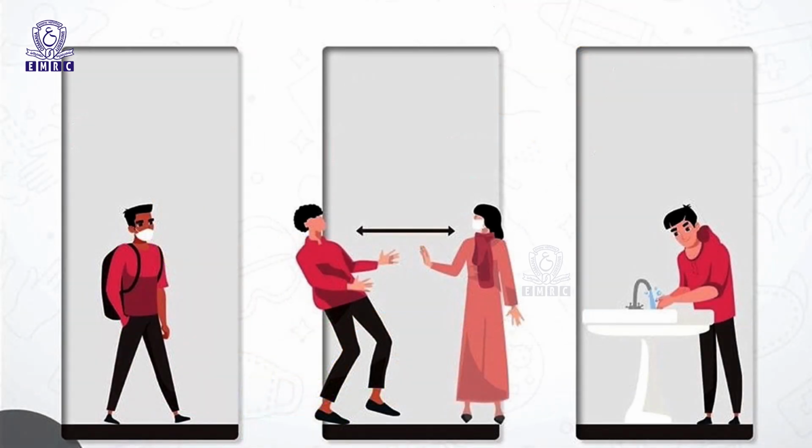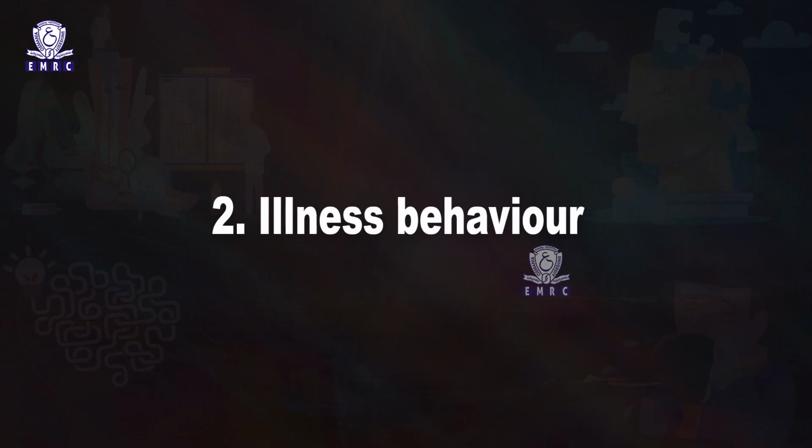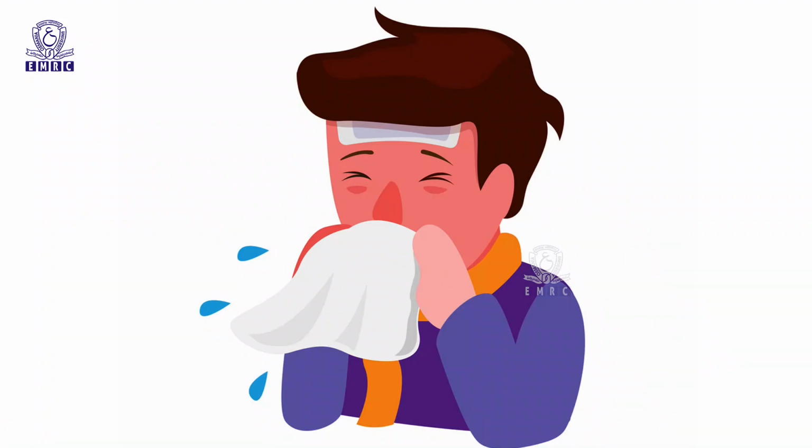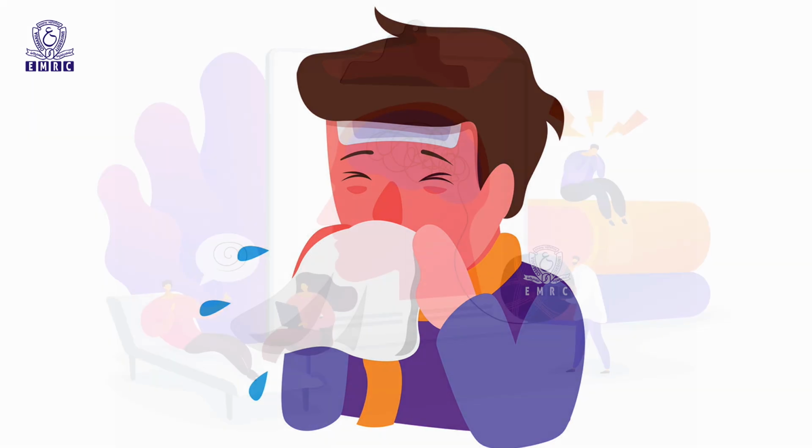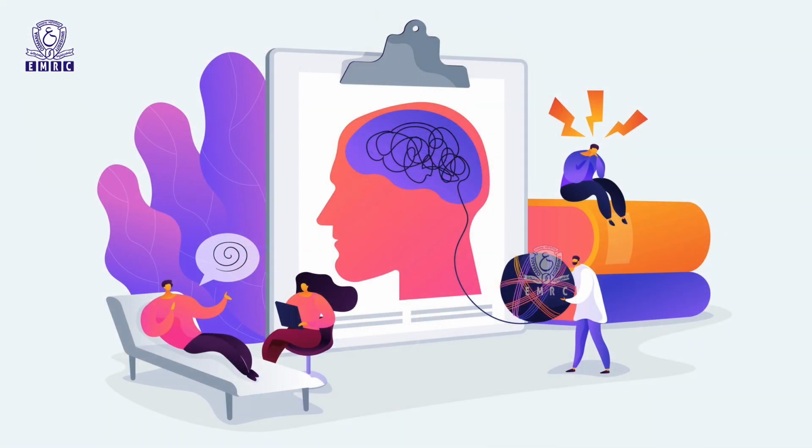In the present context of COVID-19, to prevent this disease, we are directed to cover with a face mask, maintain social distancing and wash hands frequently. This is an example of preventive health behavior. The next category is illness behavior. Any activity which is undertaken by an individual who perceives himself or herself to be ill, to define the state of health and discover a suitable remedy.